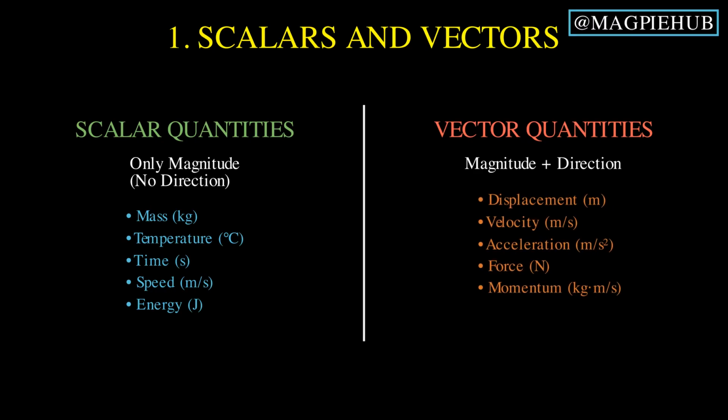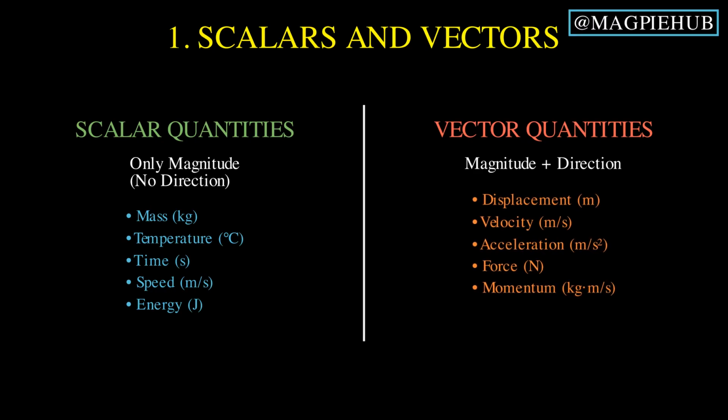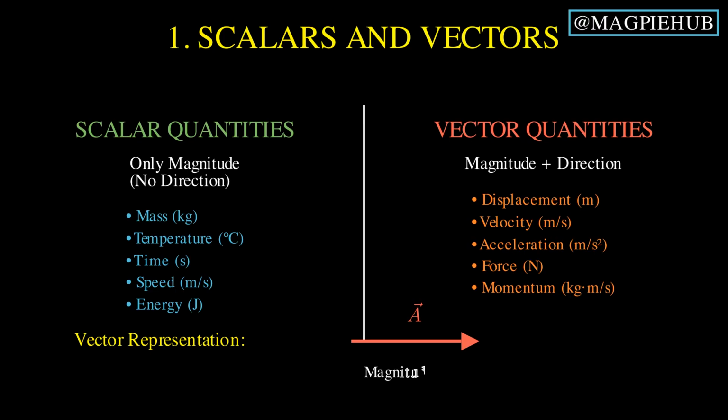Remember, velocity is a vector but speed is a scalar. Vectors are represented by arrows. The length of the arrow shows the magnitude, and the arrowhead shows the direction.